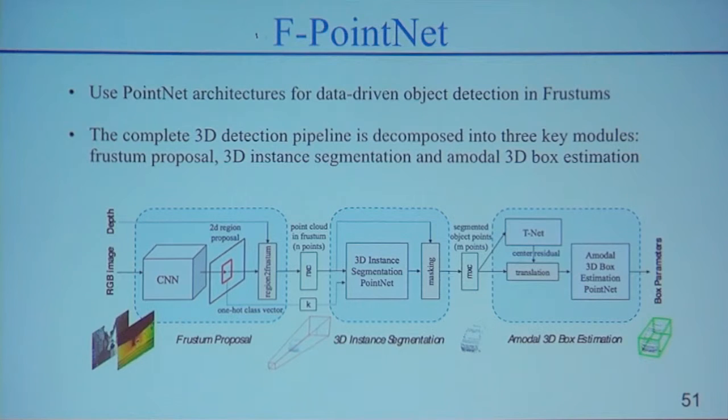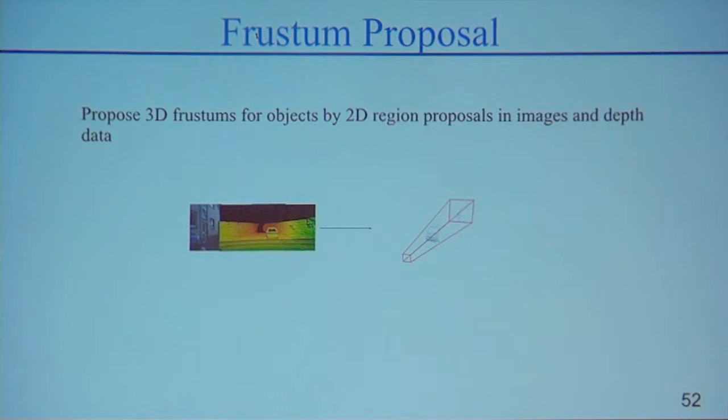Frustum PointNet, the complete architecture, can be decomposed into three key modules. There is the frustum proposal, which does 2D detection. From the 2D detection, you get the 3D point cloud in that frustum; this whole process is called the frustum proposal stage. Once you have narrowed your search, in that frustum you then do 3D instance segmentation, because there are other objects in that frustum that you're not interested in. You want to do segmentation to get the object of interest. Once you get that, you then regress the amodal 3D boxes, meaning that the box has to cover the whole object, even if it's not fully visible. These are naturally the three stages. So I'm going to go into a little more detail.